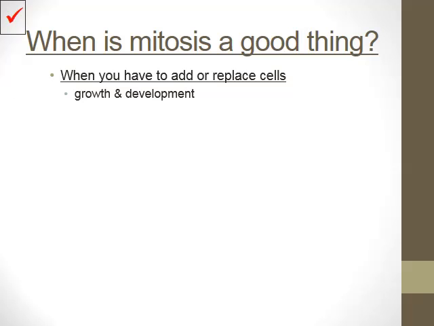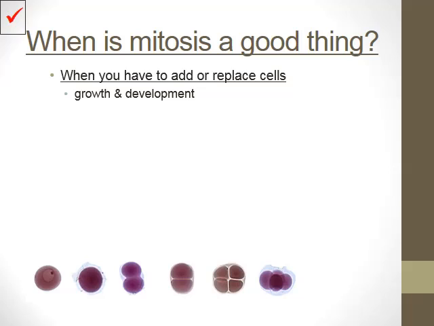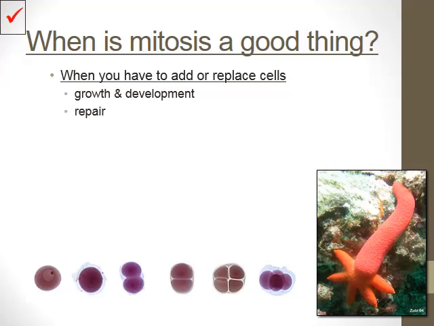So for things like growth and development. As we see here, as you grow, you originally start off as a unicellular organism, one cell, and then gradually we go through mitosis until more and more body cells are created, eventually leading to, well, you. This can also be used in repair. Now what is that?